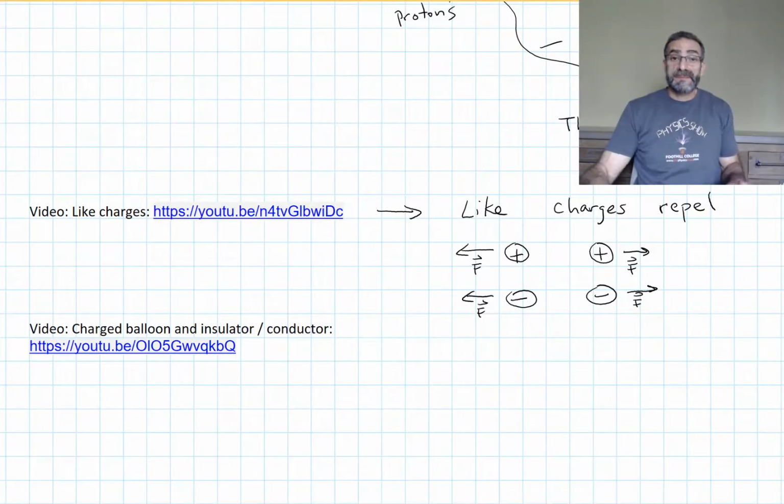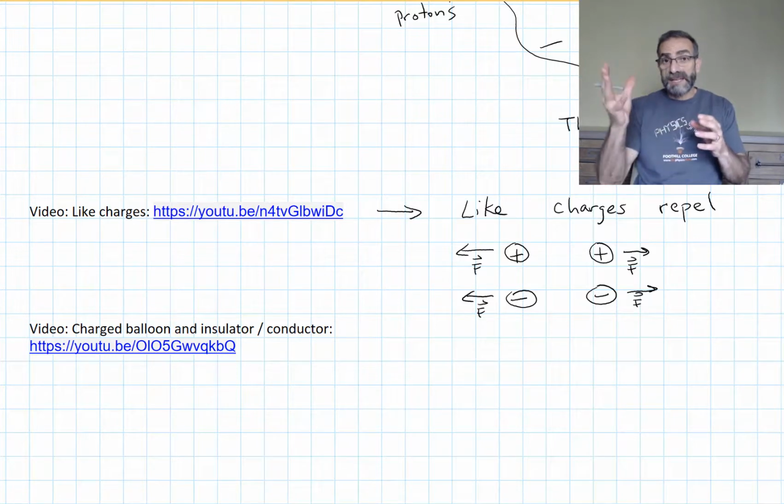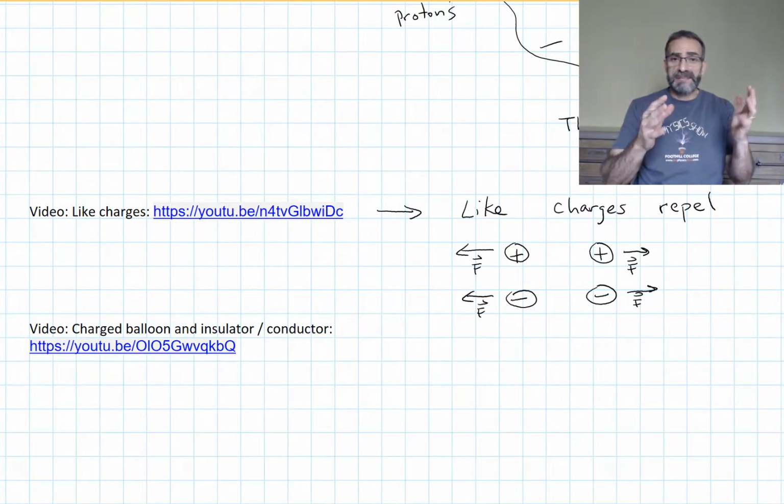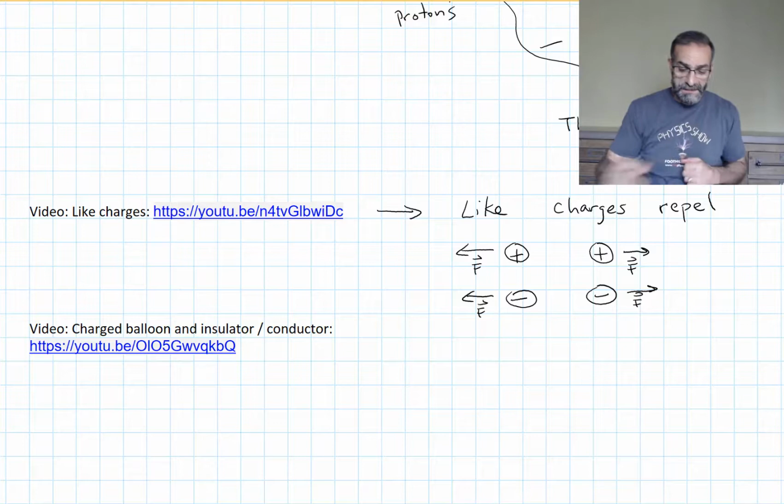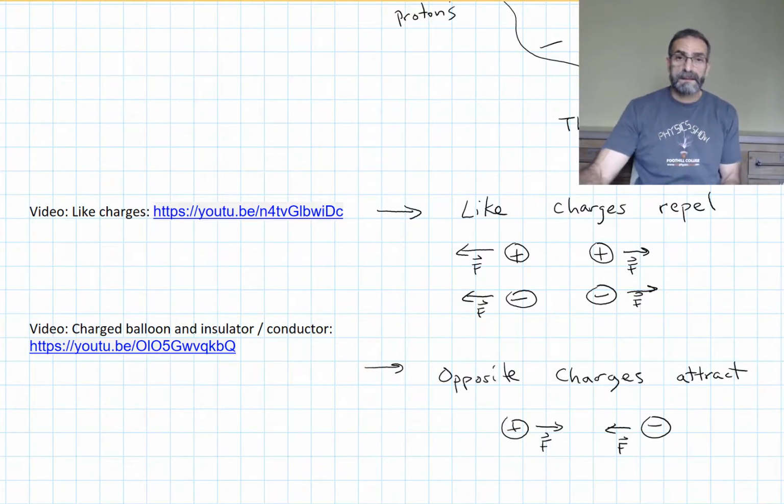The first thing we saw is that opposite charges attract. When I rub the balloon against my hair, one object becomes negatively charged, one becomes positively charged, and they attract. With those opposite charges, they exert forces on each other that are toward the other charge. So the positive charge feels a force pulling it toward the negative charge, and the negative charge feels an equal and opposite force pulling it back toward the positive charge.